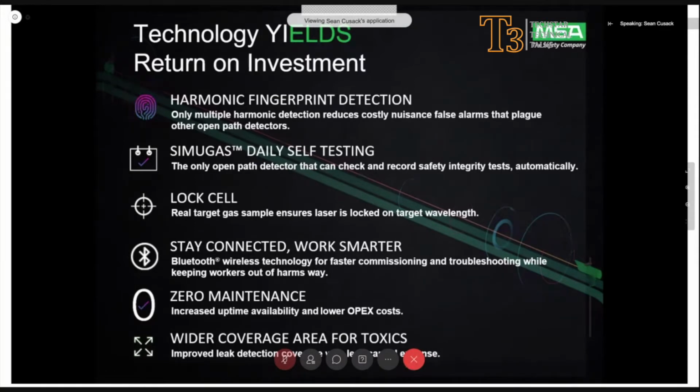We have the lock cell, which is actually the physical gas inside where the laser stays stable. We also have stay connected Bluetooth wireless technology, commissioning and troubleshooting, tablets and computers. Zero maintenance, increased uptime, and lower OpEx costs. Wider coverage for area toxics. Again, we talked about how difficult it is for those reactive gases and replacement of sensors. This is a great solution for those HF and ammonia applications.